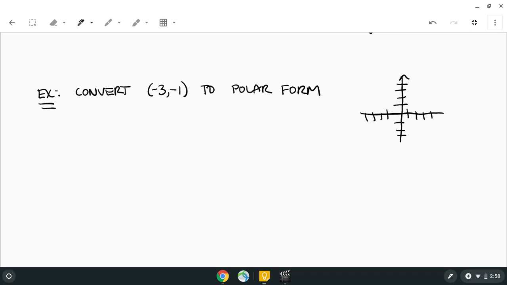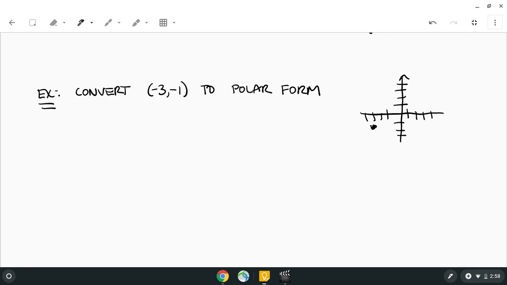All right, so -3, -1 is down here. You'll see what I mean when you use the tangent inverse. So we're here, and the angle is going to have to be more than 180 degrees, just past 180 degrees. So we're going to need to find that angle.